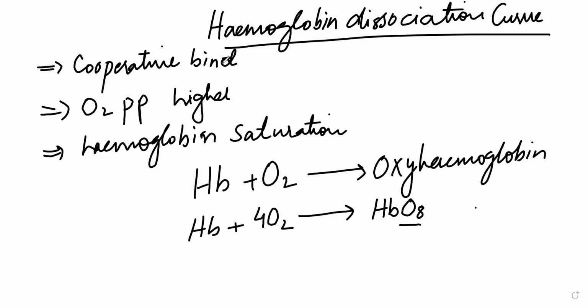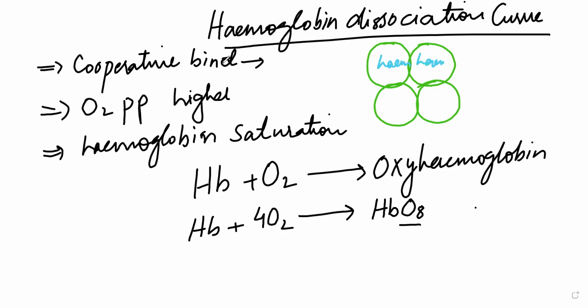So now, what do we mean by cooperative binding? I told you that hemoglobin has got four polypeptide chains, right? This is the first polypeptide chain. Let's suppose it is a globular protein and it has got four globulins in it, right? And with every globular protein, there is one heme group present, and with every heme group an oxygen molecule can bind itself.